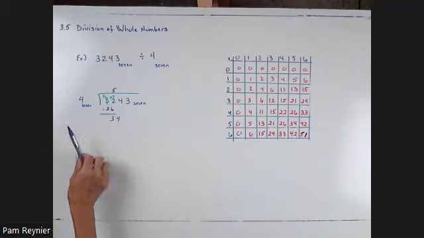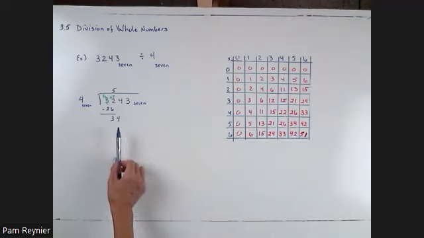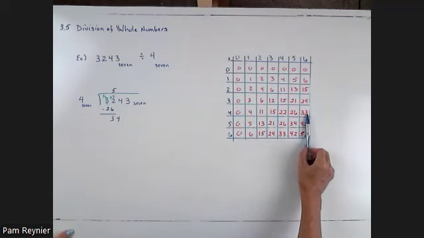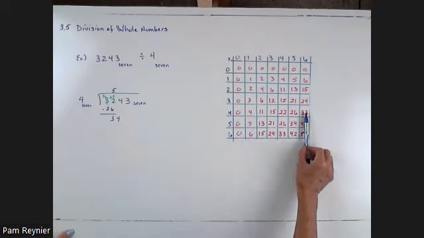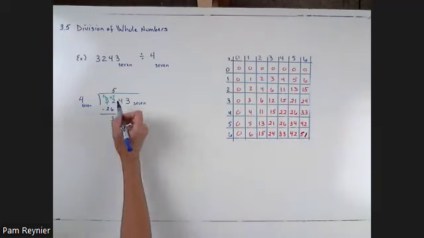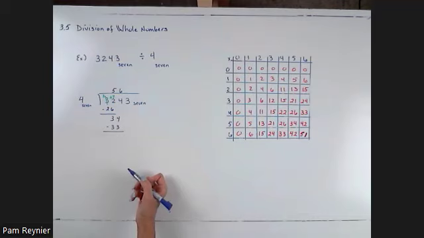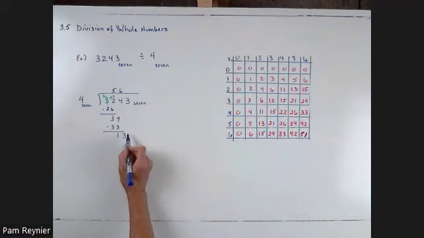Start over. 4 base 7. 4 times what gives me 3, 4? Here's a 3, 3. 4 times 6 gives me 3, 3. So 4 times 6 in this column gives me a 3, 3. Subtract. Bring down the next column.